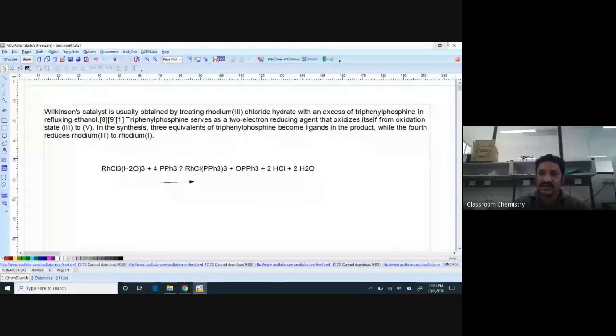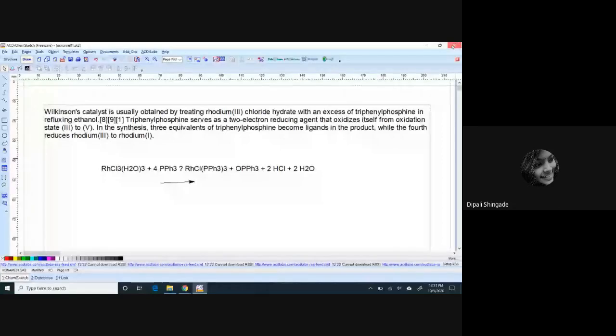समजलं का. हो सर. चव्हाणला समजलं का? विकास चव्हाण. येस सर समजले. ओके आणखी काही डाऊट्स आहेत का.